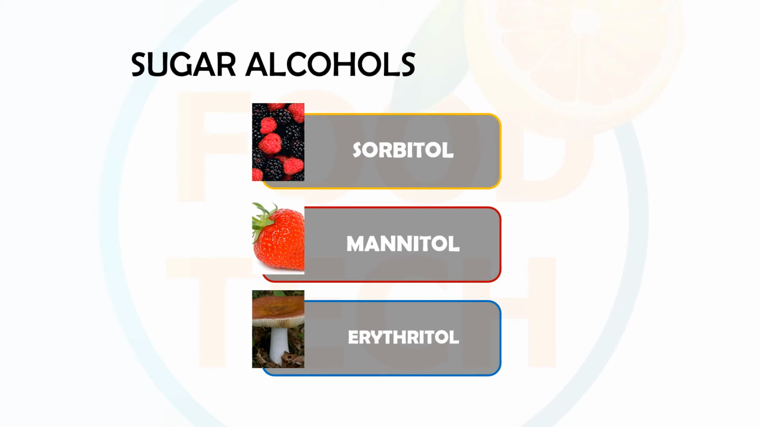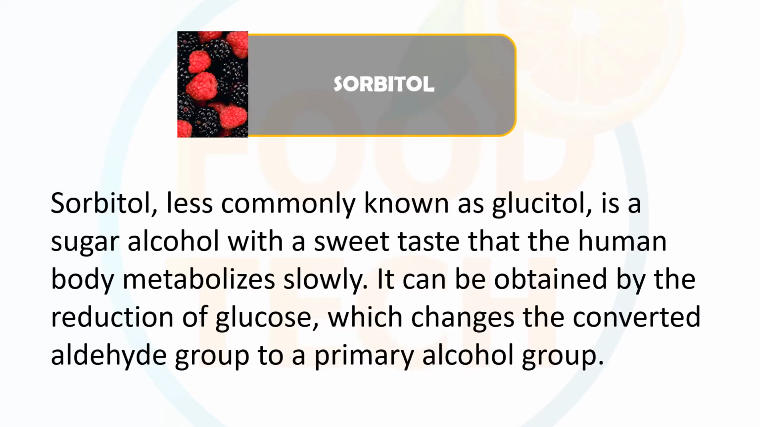First one is sugar alcohol, which includes sorbitol, mannitol, and erythritol. So sorbitol is also known as glucitol. It is a sugar alcohol with sweet taste, as it has been mentioned there. And one thing is that it is slowly metabolized in the human body, and it is obtained by reducing glucose, that is, the aldehyde group is converted into a primary alcohol group.